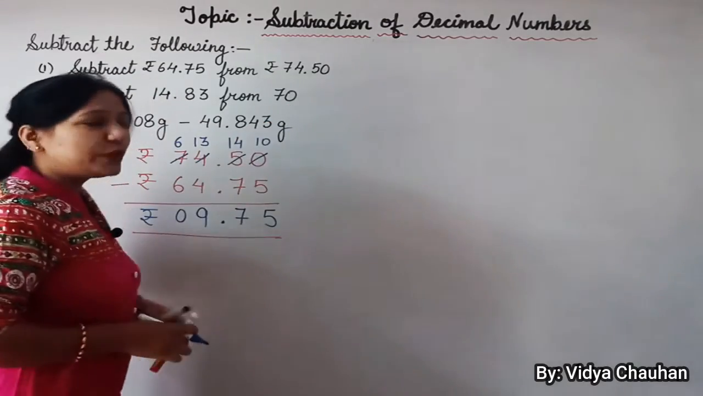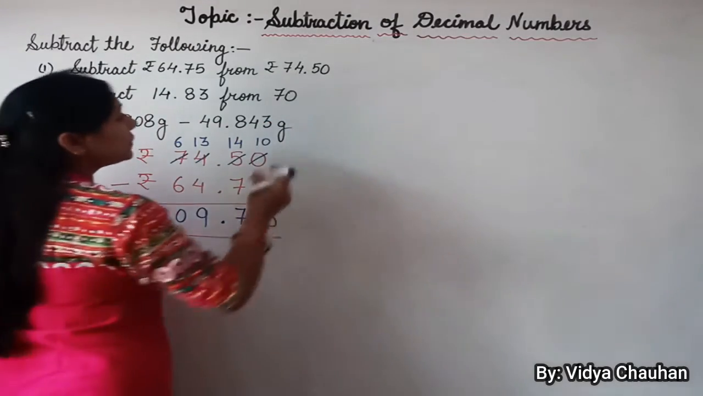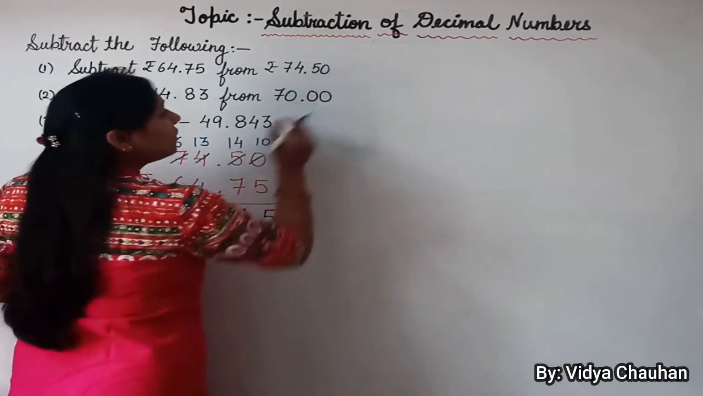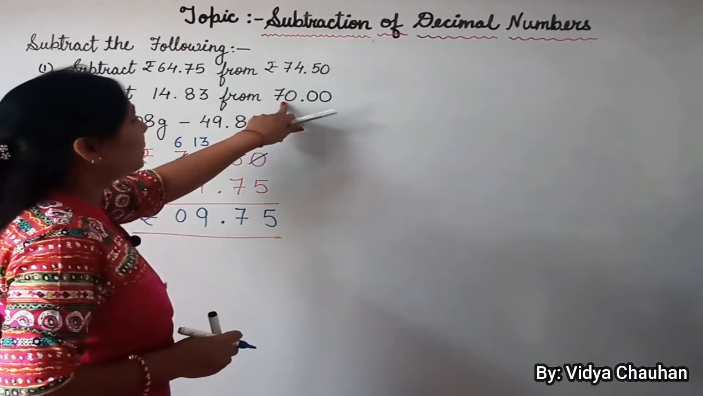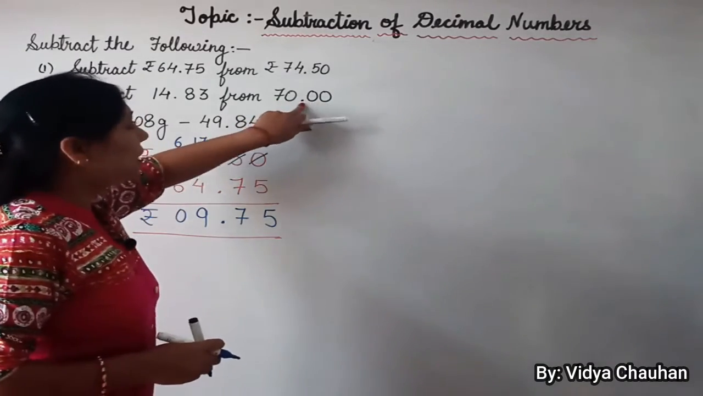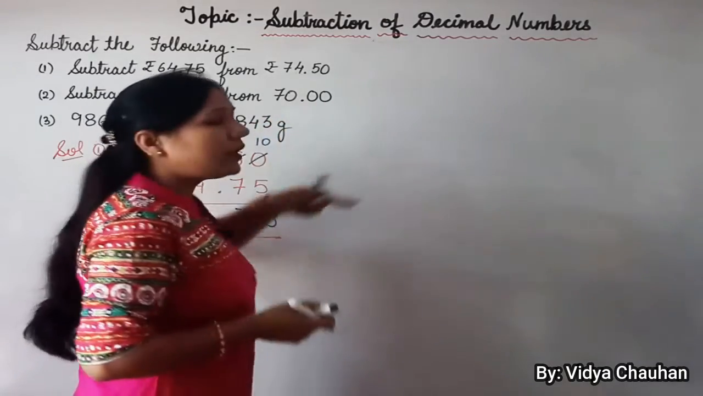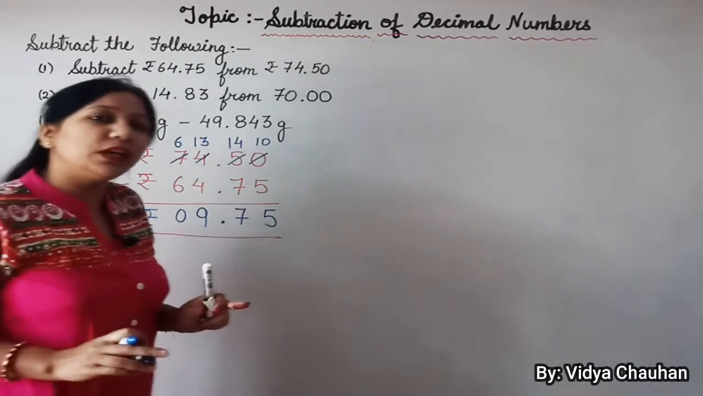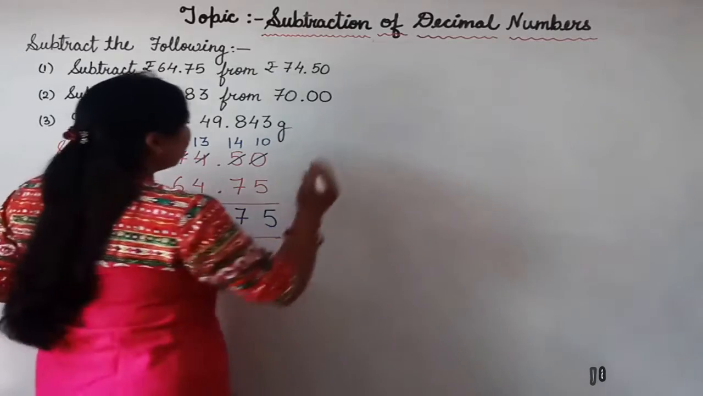The number given to you is 70. Once again, as I have already told you in the previous lecture, whenever there is a whole number, you can write the number in decimal form like this. So 70 can be written as 70.00. You can put the decimal and after that you can put zeros, because these zeros will not have any value. So it will not make any difference to the number. Clear, students? So let us start solving this second part.